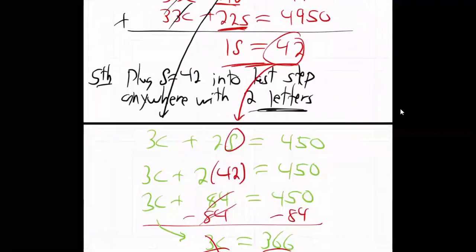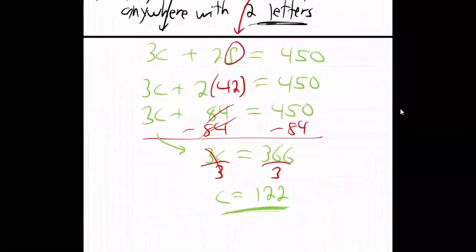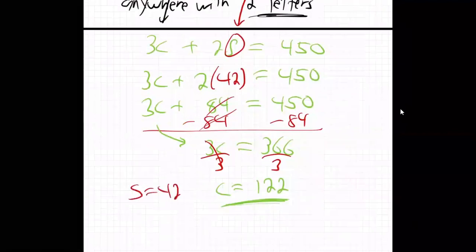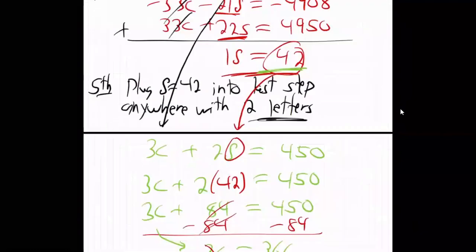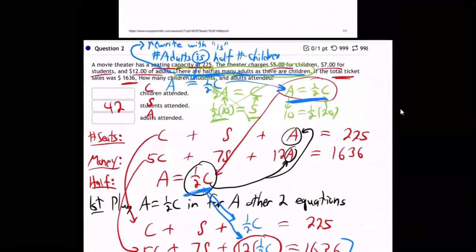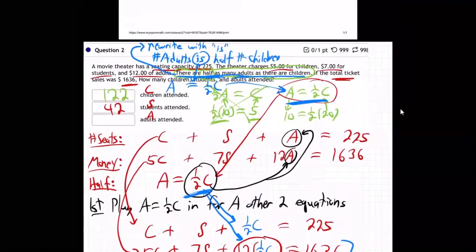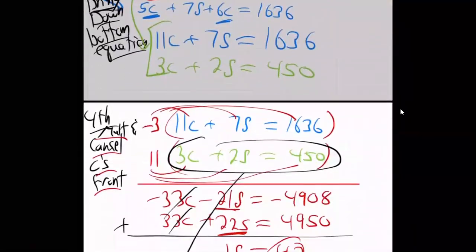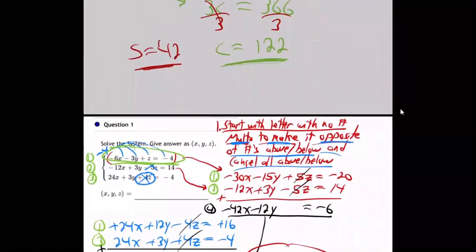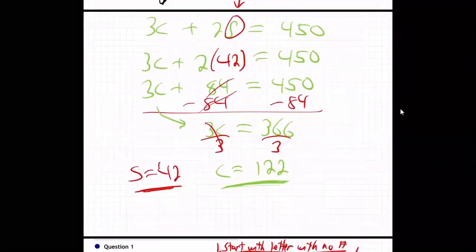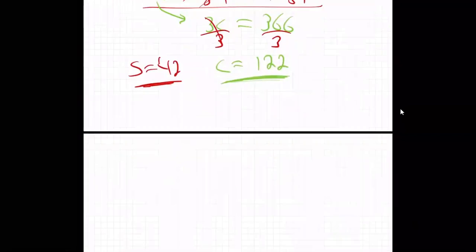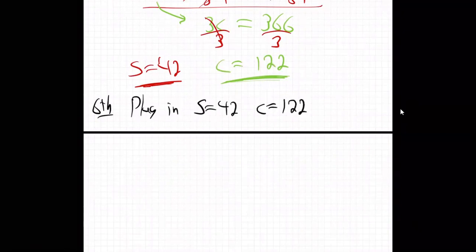So now we got C. We've already had S. Bring that down. S is 42. So we got C. We got S. The number of children is 122. Finally, what are we going to do? Well, you can just plug in to the top equation or just subtract from the total. Same thing. This is step number 6. This problem never ends. Finally, it's going to end here. 6th step. Plug in. S is 42. C is 122.